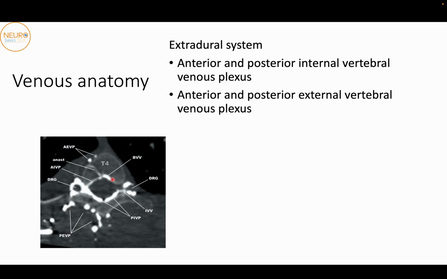You have the anterior and the posterior internal vertebral venous plexus located within the spinal canal. And then outside that, outside the vertebra and the laminae over here and the spinous process, you get the anterior external extradural vertebral venous plexus and the posterior external extradural vertebral venous plexus.